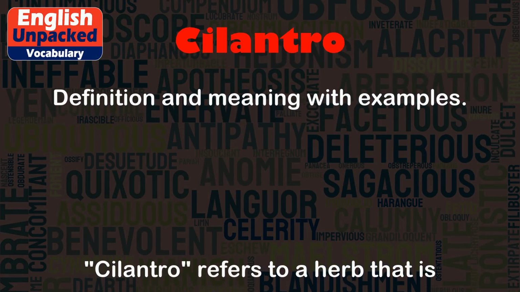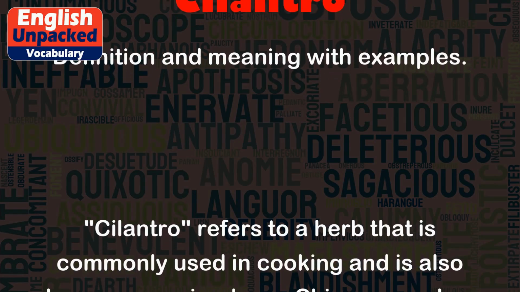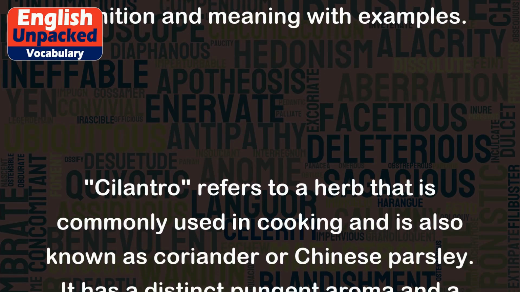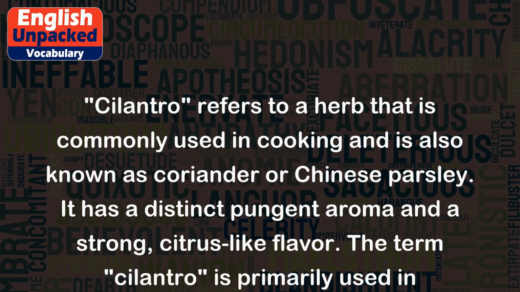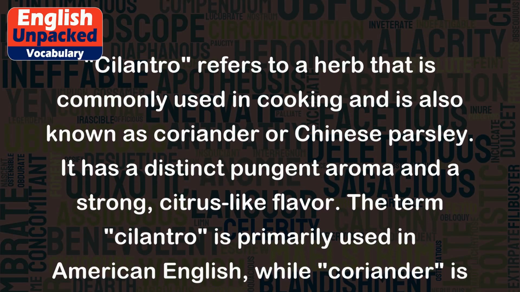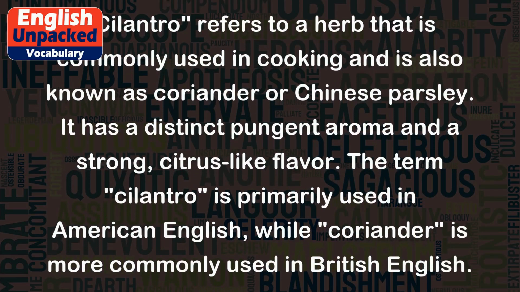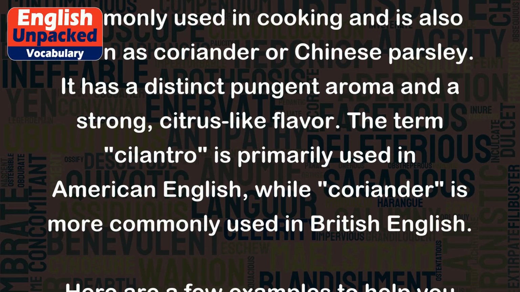Cilantro. Cilantro refers to a herb that is commonly used in cooking and is also known as coriander or Chinese parsley. It has a distinct pungent aroma and a strong, citrus-like flavor.